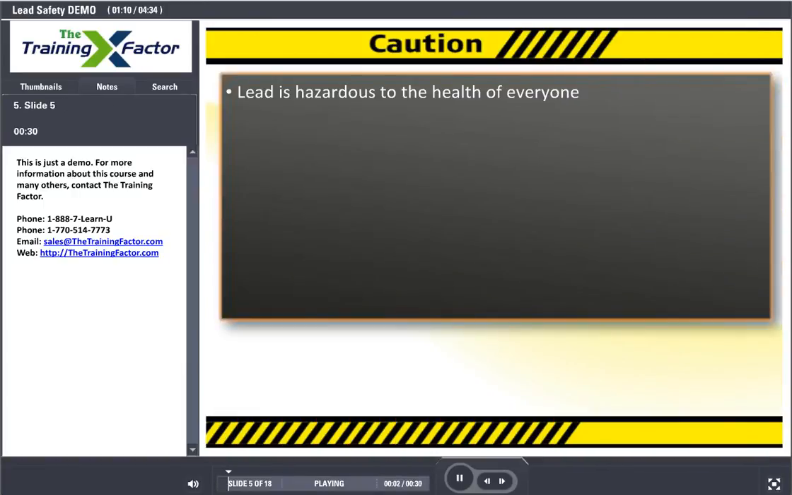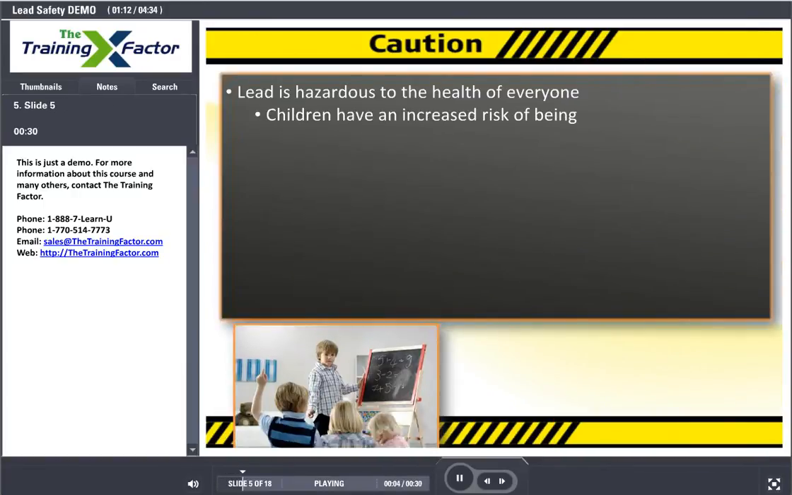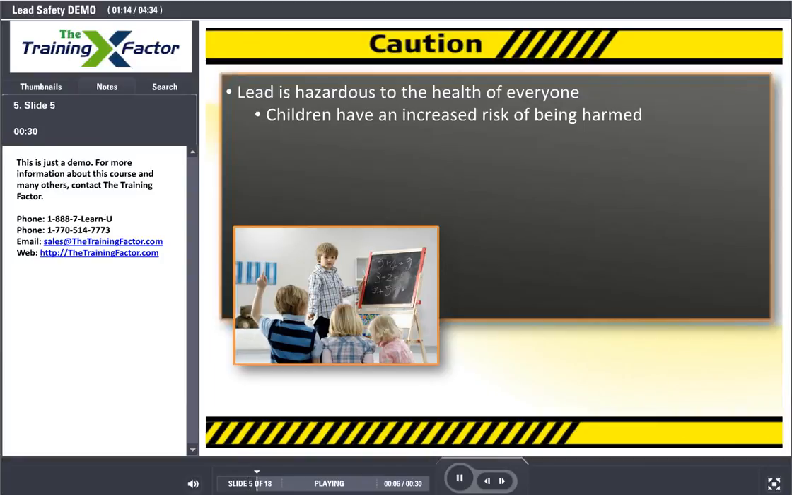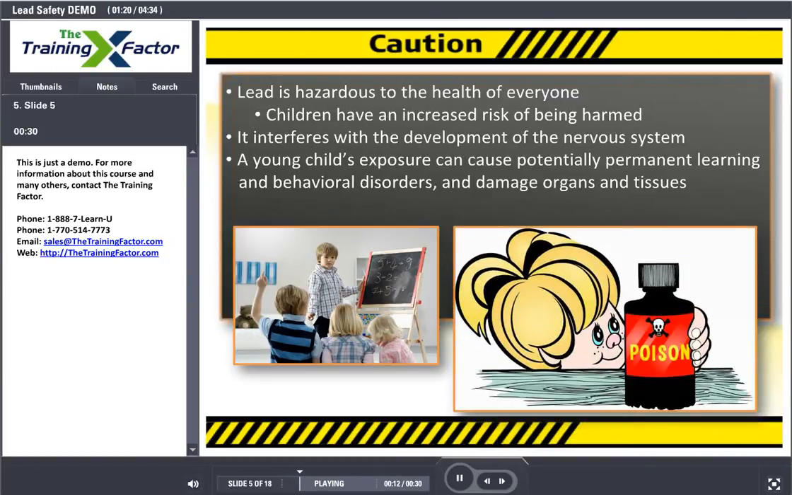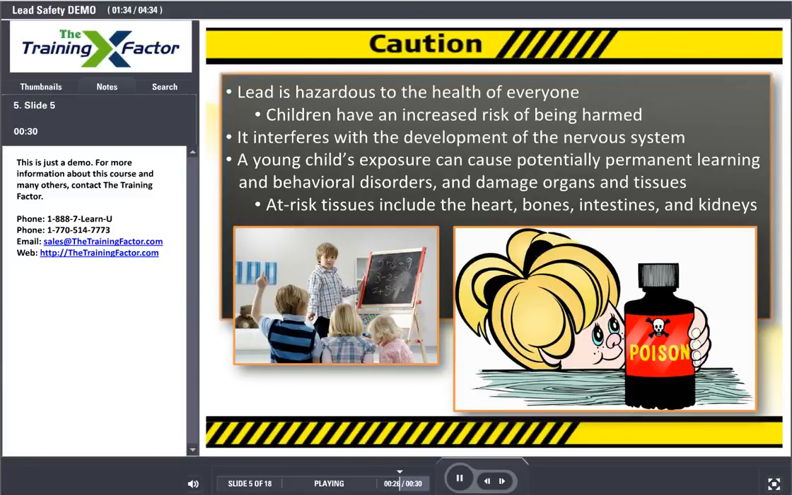Lead is hazardous to the health of everyone, and children have an increased risk of being harmed by it because it interferes with the development of the nervous system. A young child's exposure to lead can cause potentially permanent learning and behavior disorders, as well as damage many organs and tissues, including the heart, bones, intestines, and kidneys. This course will help you understand how to exercise lead-safe practices in order to increase your and your residents' safety.